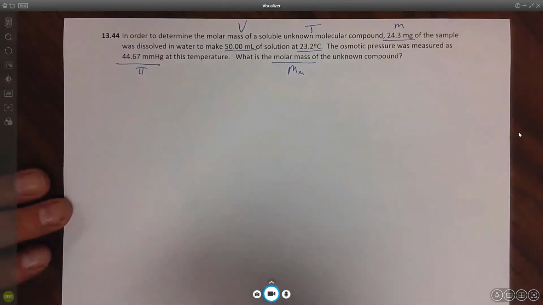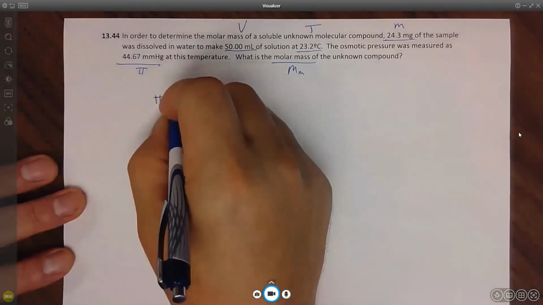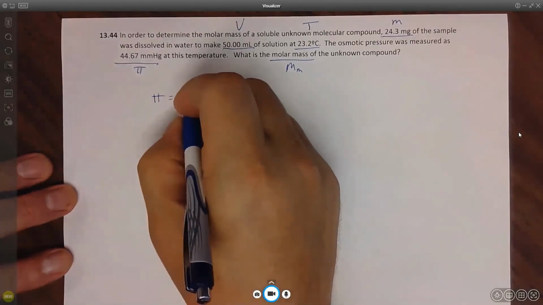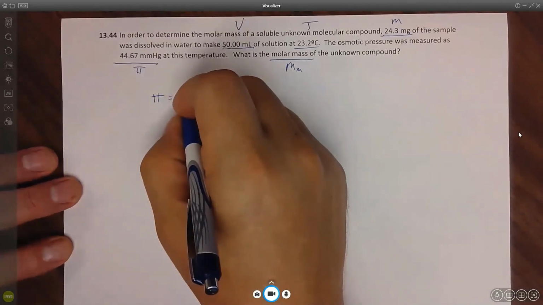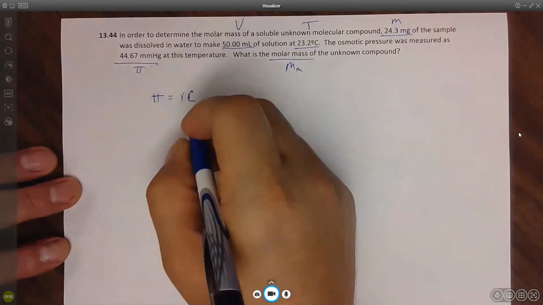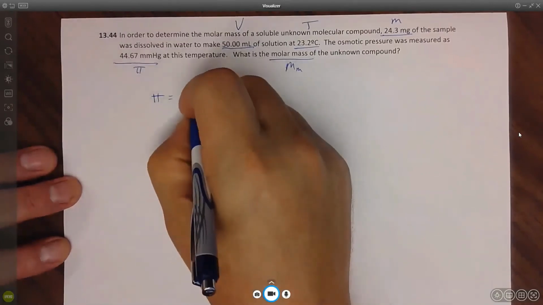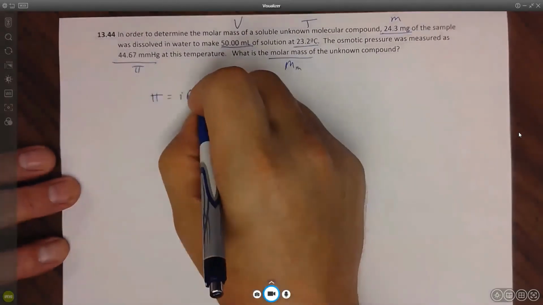So pi equals i times C times R times T. I'm sorry, say it again. Pi equals i times the molality. The molality? Molality, right? Nope. Molarity. Molarity, big M, right? Capital M, big M. Times R times T.